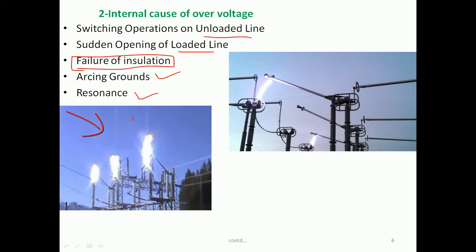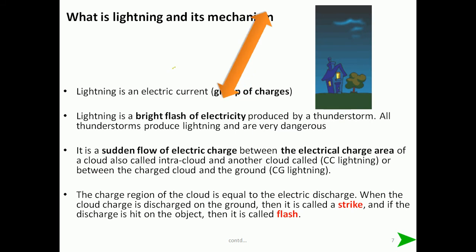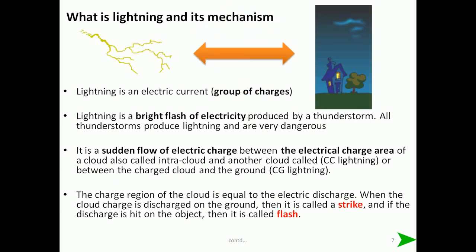As you see, these are the arcing and surges which appear during connection and opening of a bus bar, opening of terminals, opening of isolators, etc. Right? Now what is lightning and its mechanism?